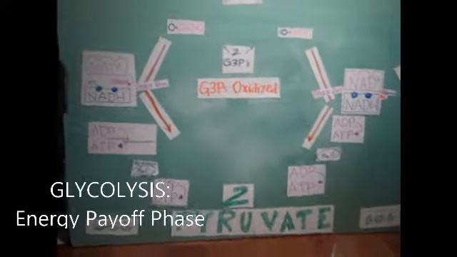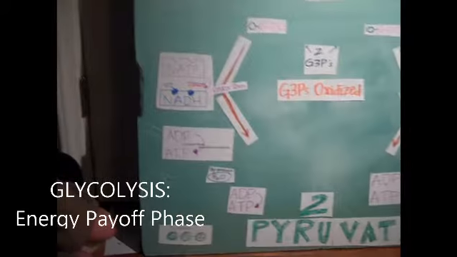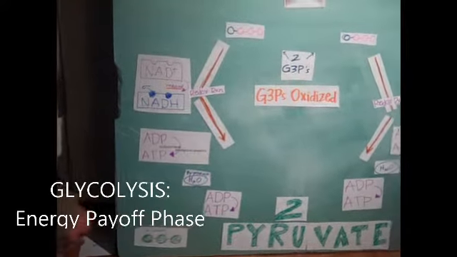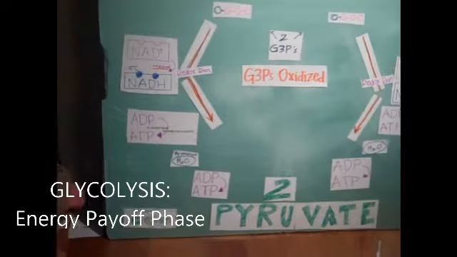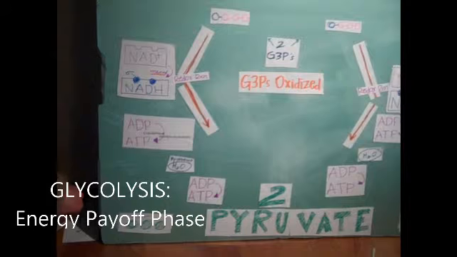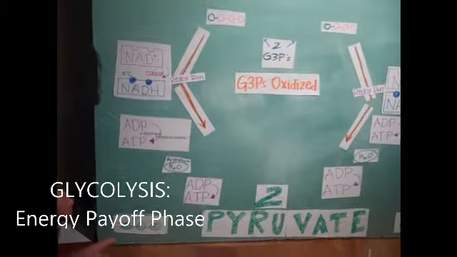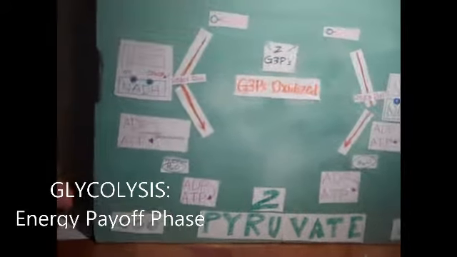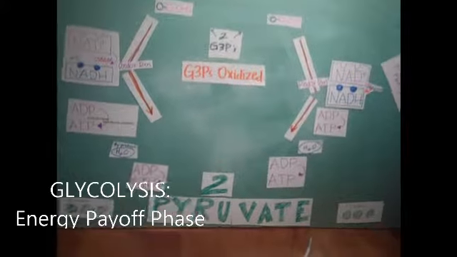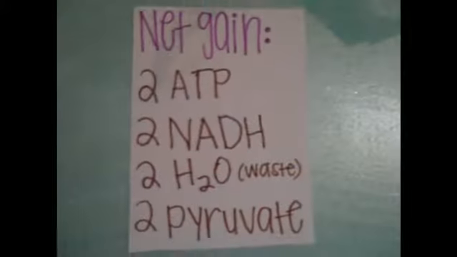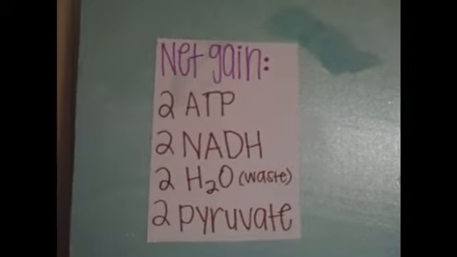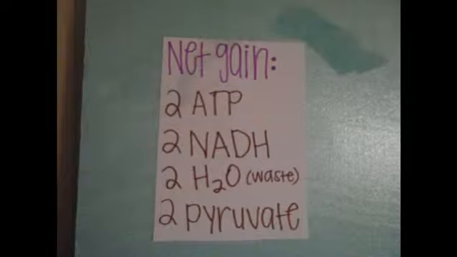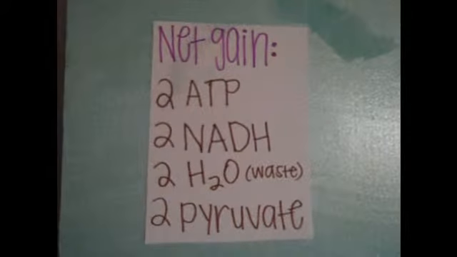A byproduct of the G3P reactions is water, or H2O. The final product of the G3P energy payoff phase is 2 pyruvate molecules, which are 3 carbon molecules that are sent to the pyruvate grooming in the next stage of cellular respiration. The net gain from glycolysis is 2 ATP, 2 NADHs, 2 H2Os, which are byproducts, and 2 pyruvates.